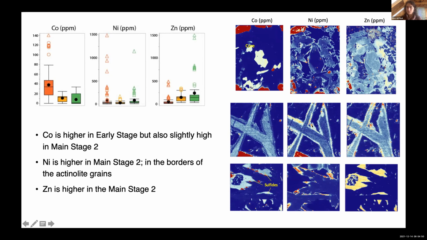And we can see that also in the zonations really nicely, where we see that nickel is higher in the borders of the actinolite grains. In every example that we see, zinc also tends to be higher in some borders. This grain shows it really nicely. And we see that cobalt can be higher in this early stage, then lower, and then higher again. So it's pretty nice because we actually see a correlation between these box plots and the grains and their zonations.